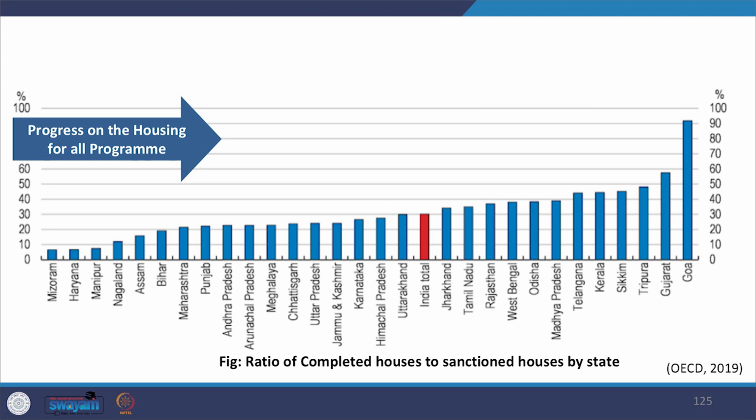We see that most of the states have made considerable improvement based on the average India's performance. We can see Jharkhand, Tamil Nadu, Rajasthan, West Bengal, Odisha, Madhya Pradesh, Telangana, Kerala, Sikkim, Tripura, Gujarat, Goa. They have completed houses to the sanctioned houses by the state.